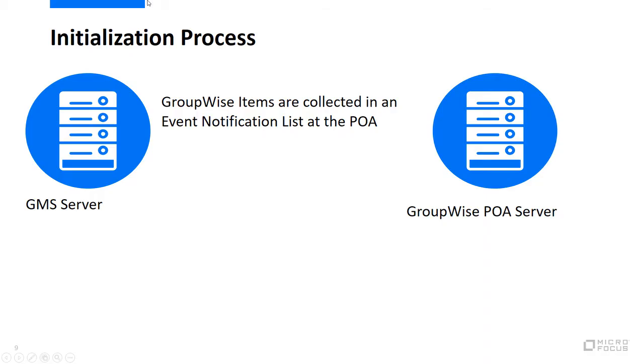Once the server is running, an initialization process occurs for each of the users configured on the Mobility Server. During that initialization, the Mobility Server creates an event notification process at the POA for each Mobility user that's on that post office. This event notification captures events of every type that should be passed down to the phone: new, modified, or deleted mail, calendar items, and contacts, to name a few.